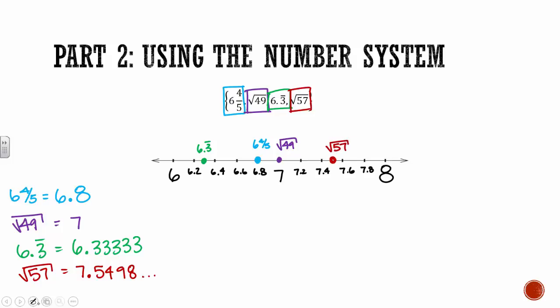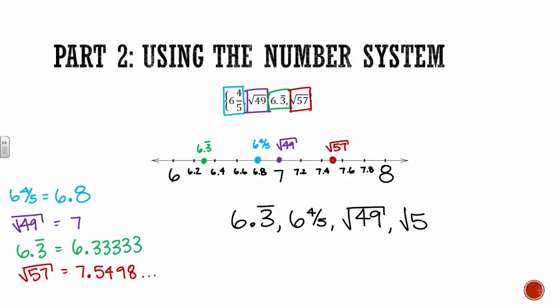So just like last time, once you do this, writing things from least to greatest is super easy. We got 6.3 is the smallest, 6 and 4/5 is next, square root of 49, and finally the square root of 57.